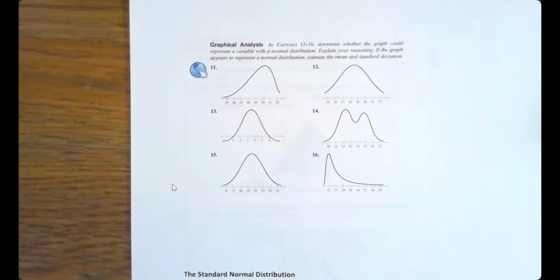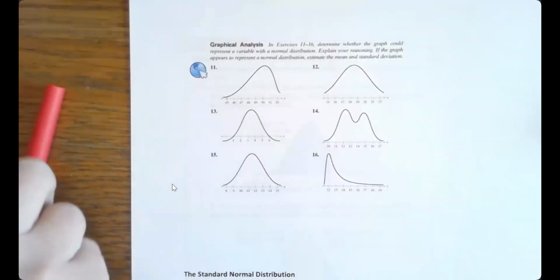The first example I want to look at together is just distinguishing bell curves or normal curves. It says in exercises 11 to 16, determine whether the graph could represent a variable with a normal distribution. So again, normal distribution is that bell shape. Explain your reasoning, and then if the graph does appear to have a normal distribution, estimate the mean and standard deviation. So let's do the first part.